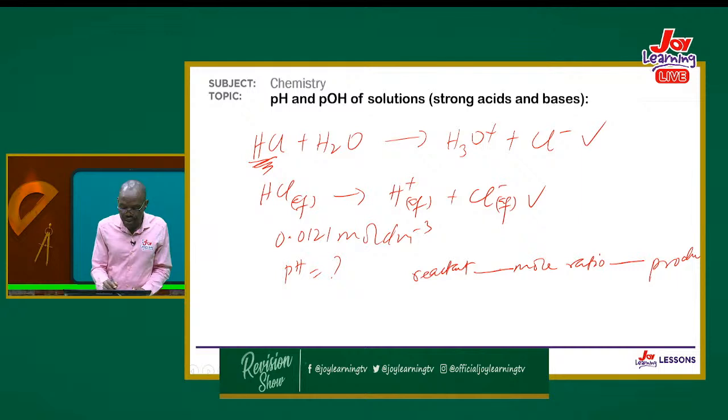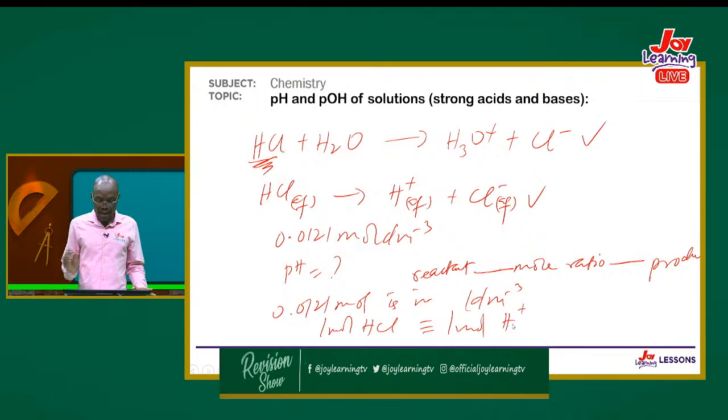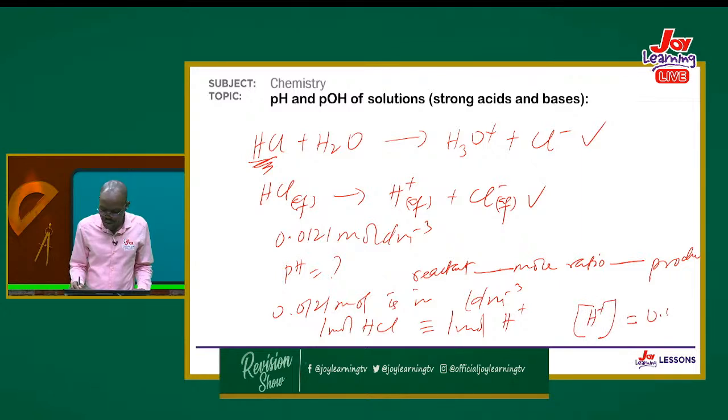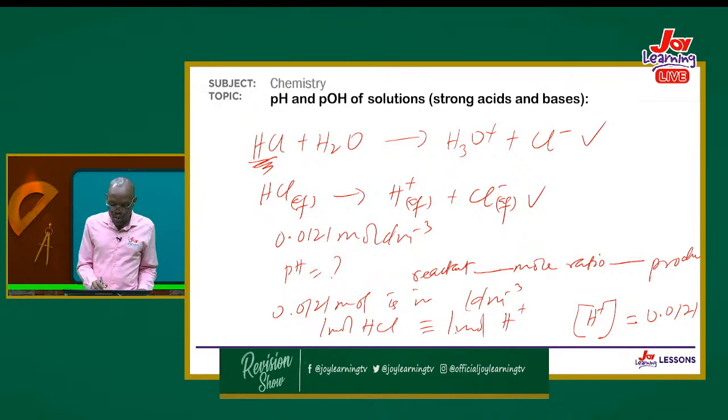So here, the mole per dm cubed means that 0.0121 mole is in 1 dm cubed. So my mole ratio is 1 mole of HCl is equivalent to 1 mole of the H+ ions. Therefore, the concentration of H+ ions will give me 0.0121 mole per dm cubed, because 1 mole of HCl is equivalent to 1 mole of H+ ions. So the moles of H+ ion is 0.0121 mole, and this mole is in 1 dm cubed, so I can quote that to be the concentration.